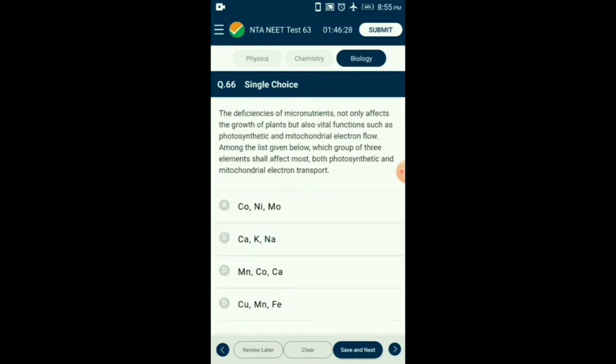Question number 66. The deficiency of micronutrients not only affects the growth of plants but also vital functions such as photosynthetic and mitochondrial electron flow. Among the list given below, which group of three elements shall affect most both photosynthetic and mitochondrial electron transport?